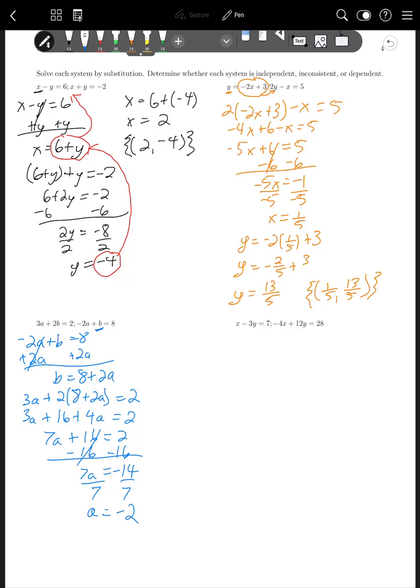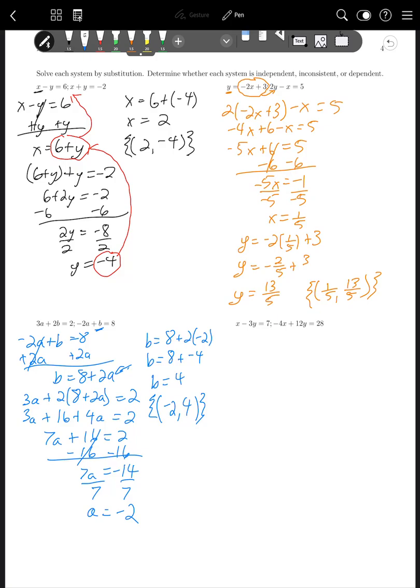And then we can plug that in here to find b. So b equals 8 plus 2 times negative 2. So b equals 8 plus negative 4. So b equals 4. Now, for this one, we always write variables in alphabetical order. So this isn't x and y, but a comes before b in the alphabet. So a comes before b in our ordered pair.